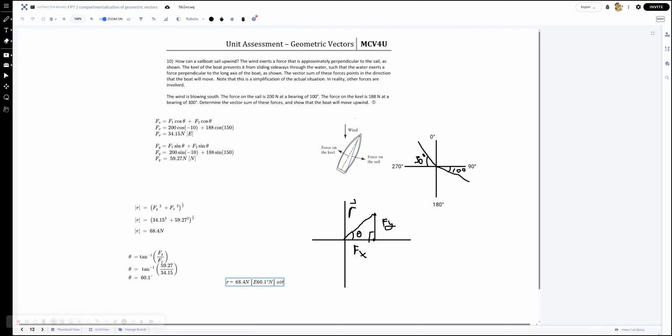Awesome. Or if we're using the bearing system, that's the same as 68.4 newtons at a bearing of 29.9 degrees. Awesome. So that's how you can use compartmentalization of vectors to solve some problems such as finding the resultant vector of two forces.